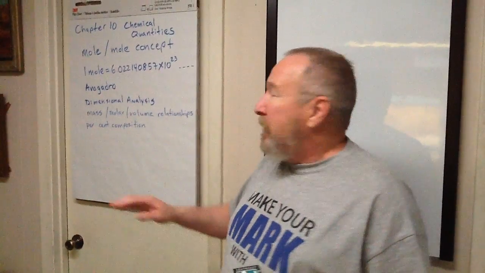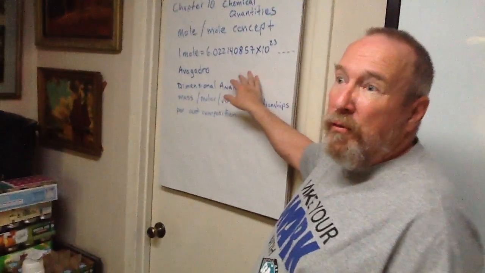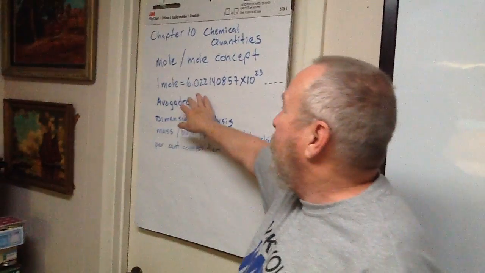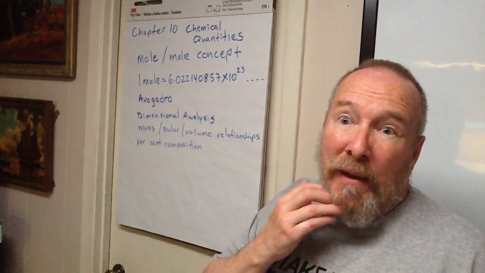But 6.022 times 10 to the 23rd, we don't need to go out to 10 significant figures. 6.02 times 10 to the 23rd of anything is equal to 1 mole. Okay?